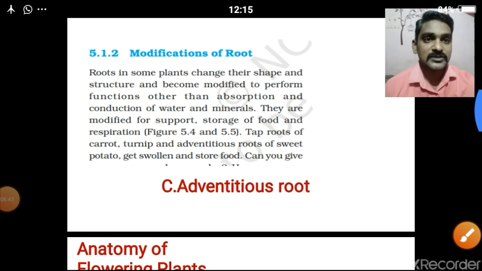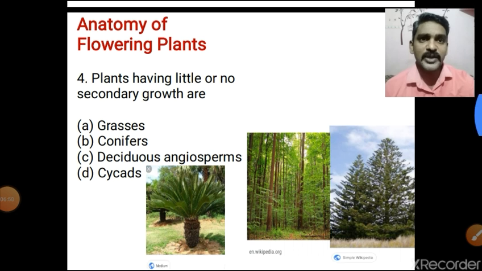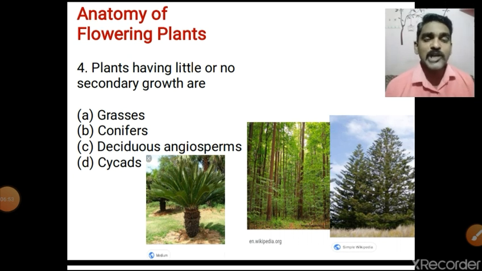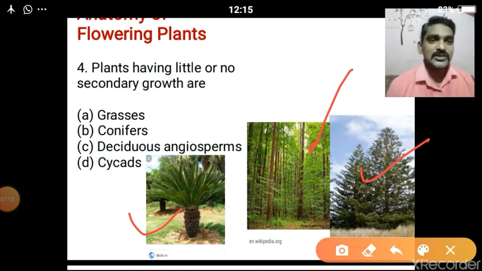Okay. So the next question, this came from the chapter Anatomy of Flowering Plants. Here the plants that have little or no secondary growth are called. Okay, for examples they have given: conifers, deciduous angiosperm, cycads. These three diagrams I have given here. You can see the cycads, and this is the deciduous angiosperm trees, and this is the conifers. Okay, the pine trees. So in these three cases, the secondary growth will be there.